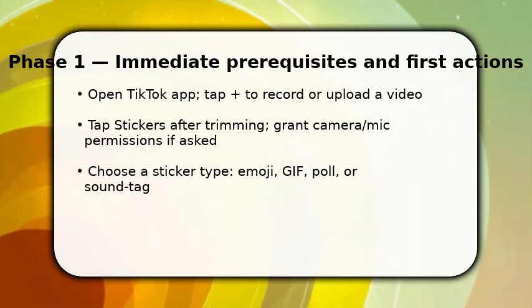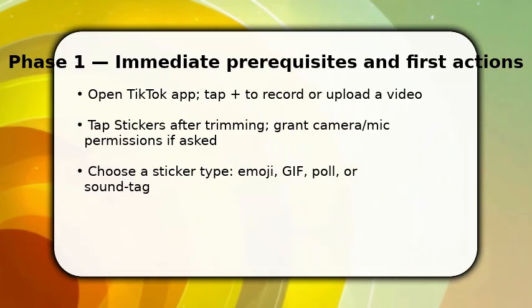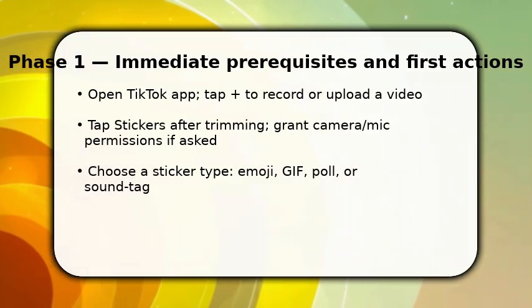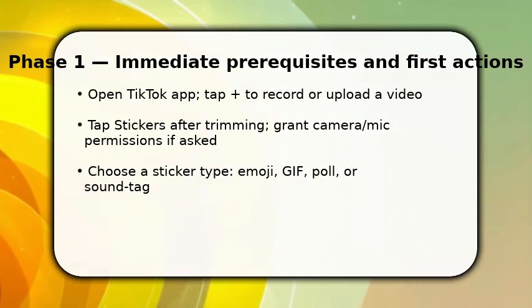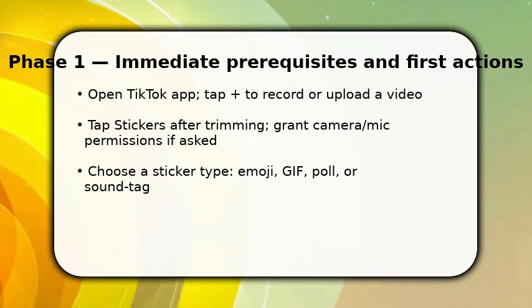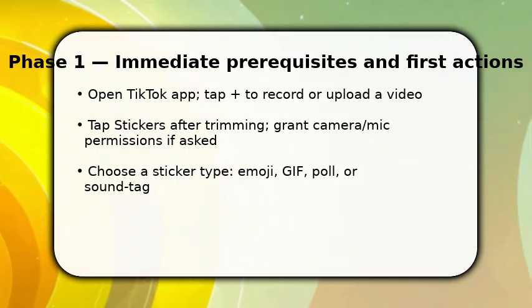You start by opening TikTok and tapping the plus to record or upload a clip. This is where sticker work begins. Record or pick your clip, trim to the main moment, and then tap stickers. Grant any camera or microphone permissions if prompted, because TikTok needs them to preview interactions.